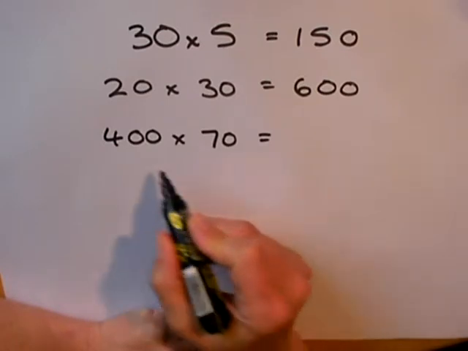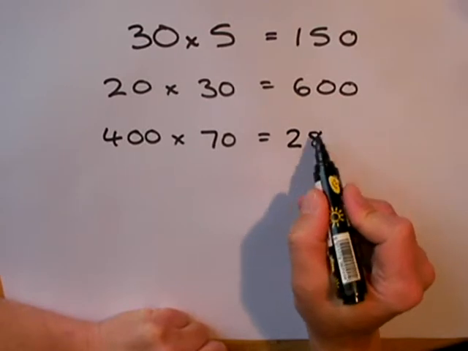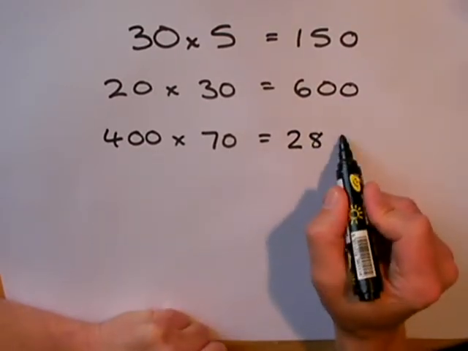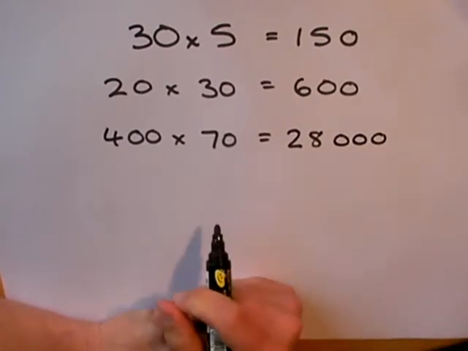In this case, I would do 4 times 7, 28, and then add the appropriate number of zeros to get my answer, 28,000.